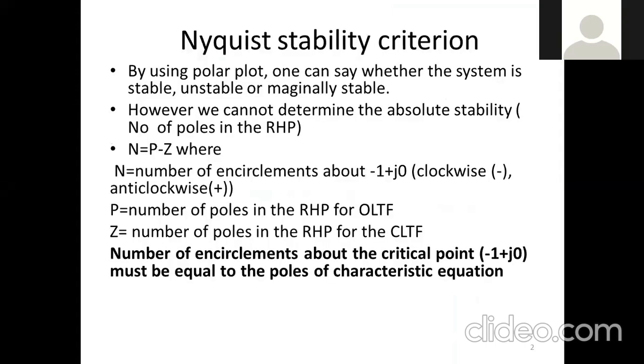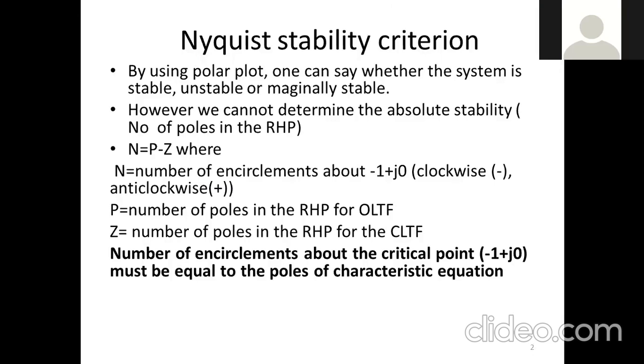A mechanism of determining the stability of a system. In our earlier discussion, we talked about the Routh-Hurwitz stability criterion, where we fill the first column and check the number of sign changes. If there are sign changes, then the system is unstable. If there is no sign change in the first column of the Routh-Hurwitz criterion, then we say the system is stable.